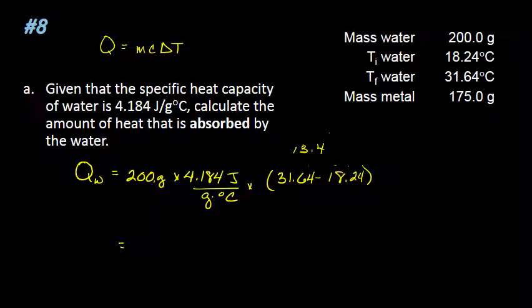So 200 times 4.184 times 13.4, 11213 joules. Now we need 3 sig figs, so that's 11200 joules, and we want to make sure it's positive because it's the heat absorbed by your water.